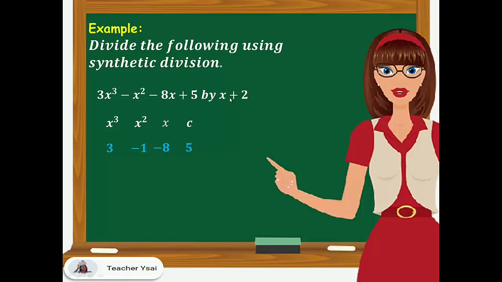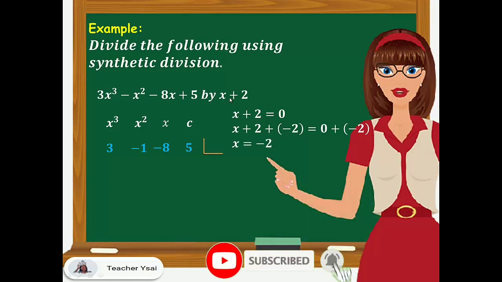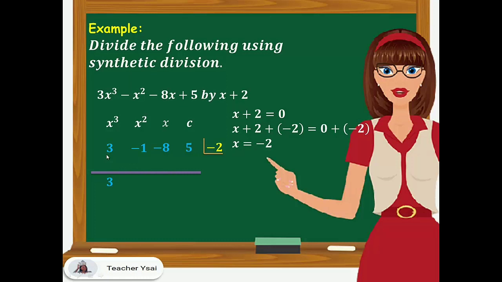Or we can solve it this way. x plus 2 equals 0. Adding both sides by negative 2, applying the addition property of equality, we have x plus 2 plus negative 2 equals 0 plus negative 2. x equals negative 2. Therefore, our divisor will be negative 2. The next step is multiply the coefficient of the largest power of x, written on this part, by the constant divisor. So we'll bring down first 3.